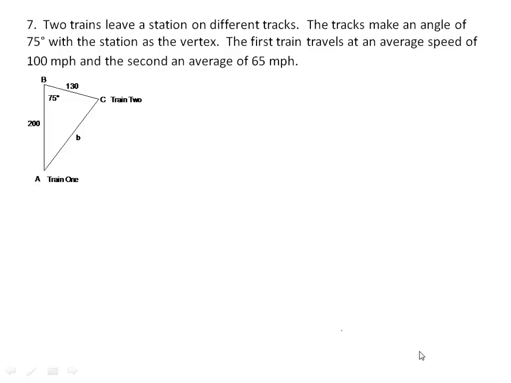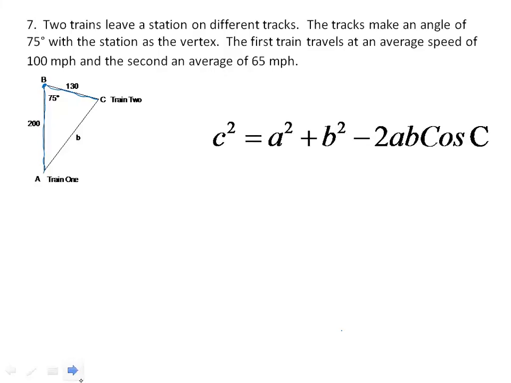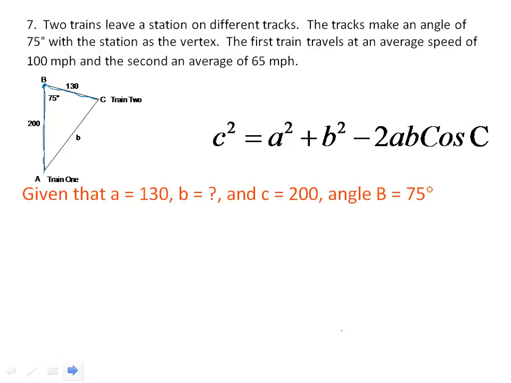The first train travels at an average speed of 100 miles per hour and the second an average of 65 miles per hour. So let's see how our picture refers to that. Here's the train station. B is the train station. One train is going off in this direction 65 miles per hour and another train is going off in this direction 100 miles per hour. So we are supposed to figure out how far apart the trains are after 2 hours.